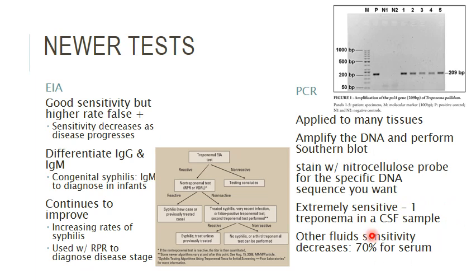Now other fluids are a little bit less sensitive. You can see that with serum, with all the other antigens and proteins that are around, the sensitivity decreases to 70%, which would not be considered suitable. So some of the other tests are probably sufficient for that. But when you're talking about neurosyphilis, a PCR test is quite appropriate.